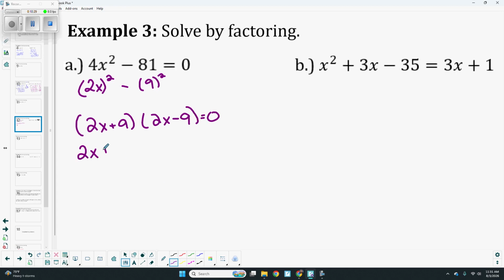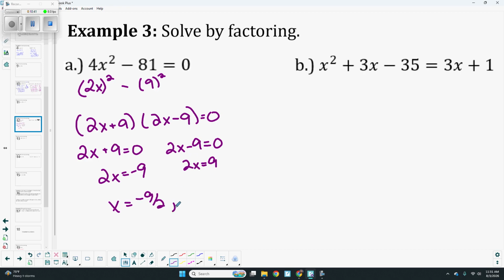And if I set it equal to 0, we would have 2x equals negative 9. So x is negative 9 halves. 2x equals positive 9. So x equals positive 9 halves.